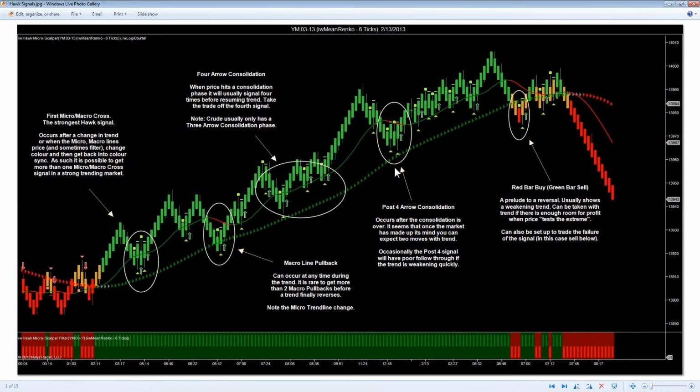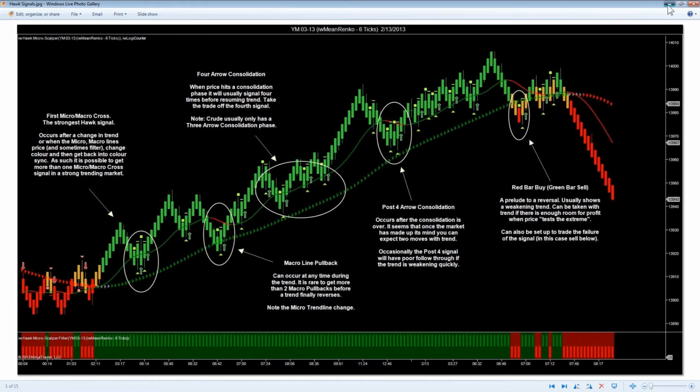Then there's the post-consolidation pattern. In this case, it was also a macro pullback signal. Again, that trend line just changed color. And then last, we have the red bar buy, or in a downtrend, we would have the green bar sell, where we get a red bar printing a buy signal. These tend to develop near the end of a trend. And you can either take them with the trend, or you can look to short them should the signal fail.